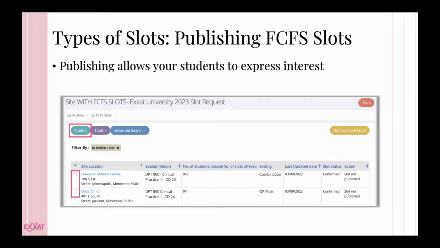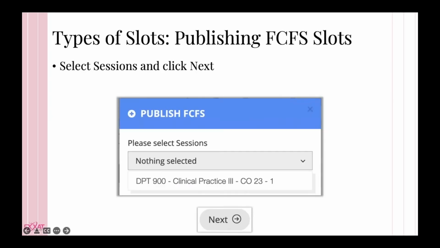What a lot of people try to do with these is publish them to their students so that they can see what those available slots are. Once you get to the manage first come, first serve slot page, it always looks like this, no matter where you came from. Then you can select the ones that you want to publish, and click the publish button. It's going to take you through a process to select the session that you want, and then you'll click next.